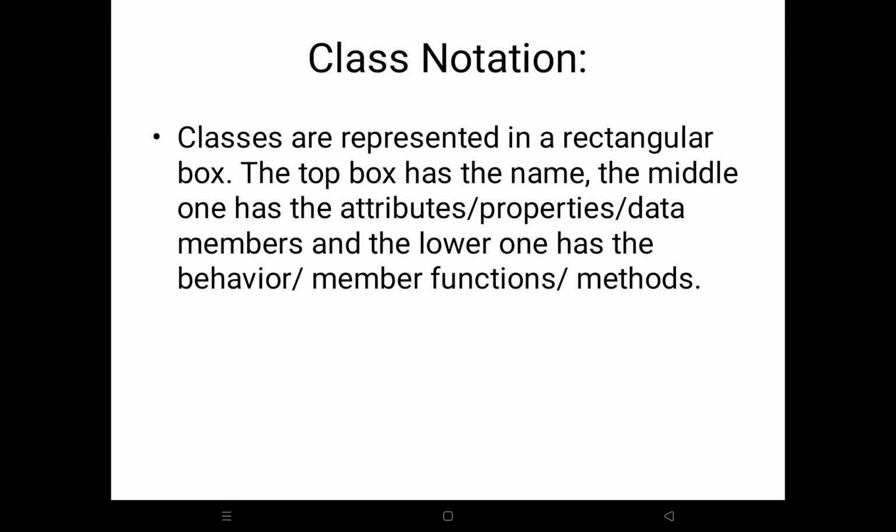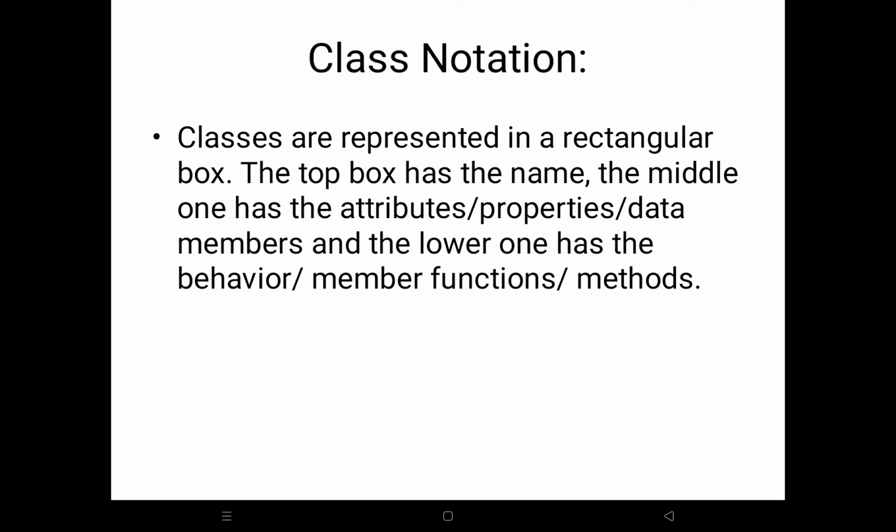Now we are going to discuss the notations used in a class diagram. The very first notation is the class notation. In UML, classes are represented in a rectangle box, divided into three compartments. The top compartment has the name of the class. The middle compartment consists of attributes, also called properties and data members. The lower compartment, the third compartment, consists of behavior, member functions and methods.